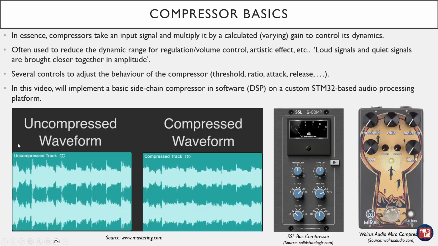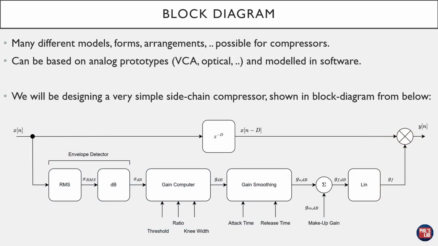In this video then, I would like to show you how to implement a very basic sidechain compressor in software using digital signal processing on a custom STM32 based audio processing platform. There are many different types of audio compressors. There are many different architectures, and I'd strongly suggest checking out a number of different books and papers on this topic, and I'll leave some links in the description box below.